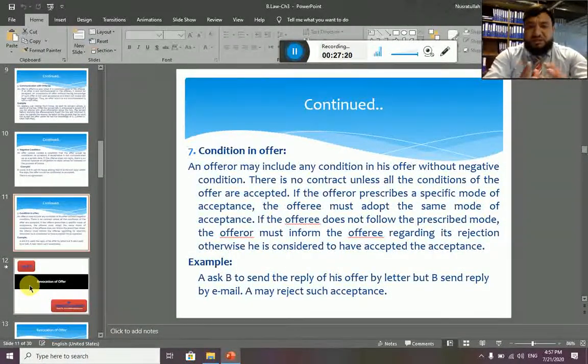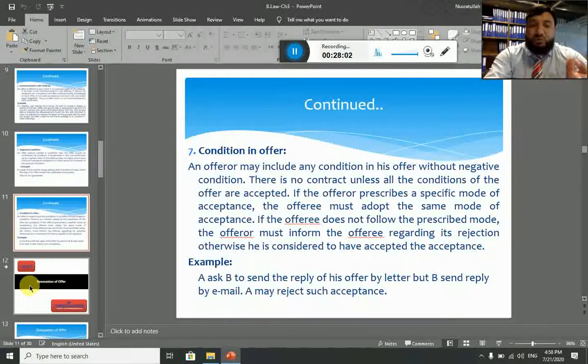So a positive condition could be anything. For example, when there are job offers, there is a TOR, there are specifications. So anyone who fulfills all those specifications can be given a job. Even if you fulfill all the specifications and you fail the written test, that's all. You cannot accept that offer. Even if you pass the written test and fail the interview, that's one of the conditions of that offer. You did not fulfill that condition, so you cannot accept that offer.